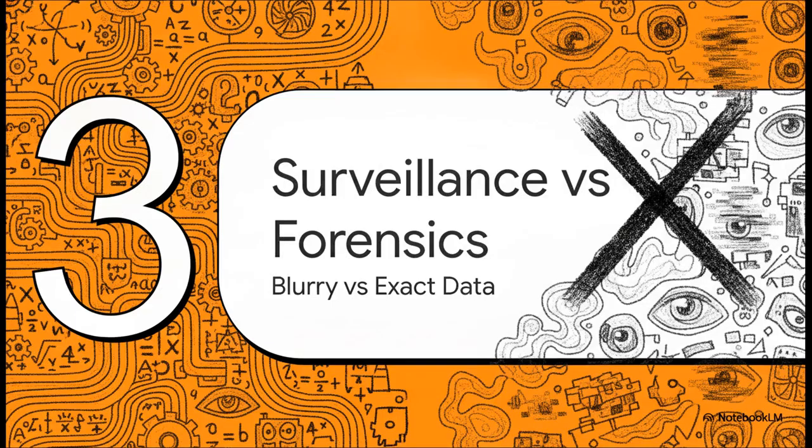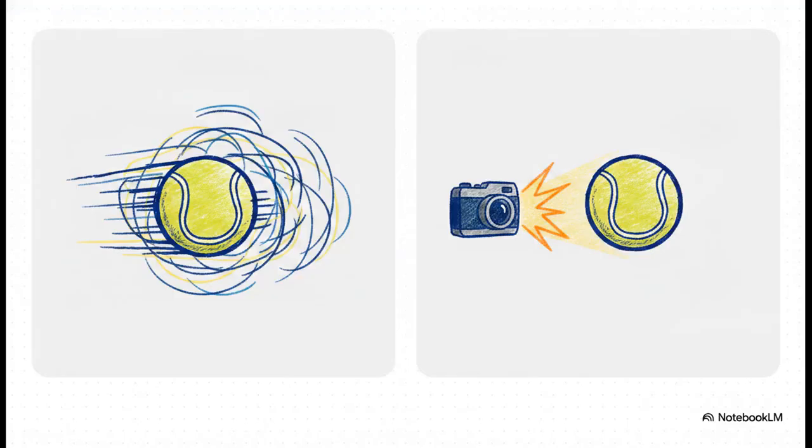Section 3. Surveillance versus forensics. This mathematical gap is exactly what separates mass surveillance from true accountability. Picture a tennis ball flying through the air. Surveillance is kind of like tracking that ball when it's blurry and moving incredibly fast. You don't need to see the brand of the ball or the fuzz on its surface, right? You just need to know its general trajectory so you can exert control over where it lands. Forensics, on the other hand, is like stopping time. It captures a high-speed, ultra-sharp snapshot.